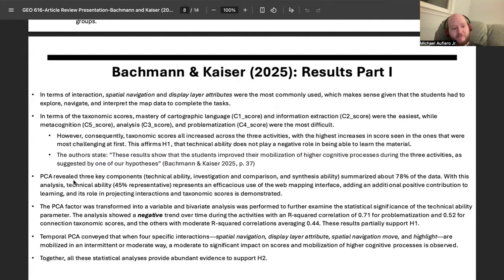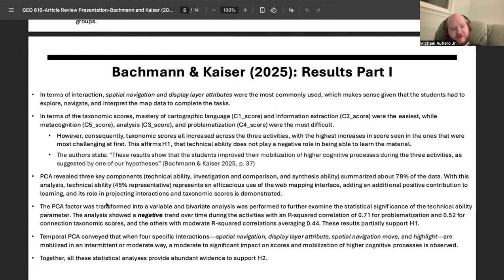The PCA revealed that three components, technical ability, investigation and comparison, and synthesis ability, summarized about 78% of the data. And with this analysis, technical ability was representative of 45% of the data, represents an efficacious use of the web mapping interface, adding an additional positive contribution to learning, and its role in projecting interactions and taxonomic scores is demonstrated because it's 45% representative.